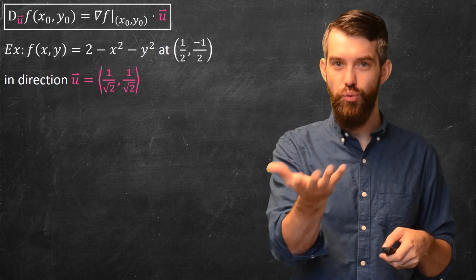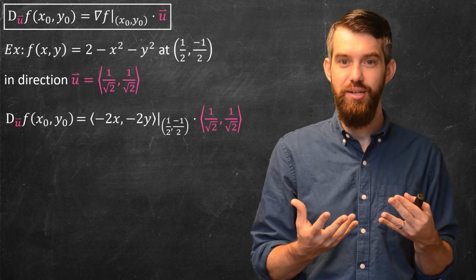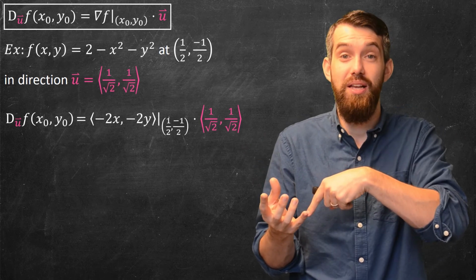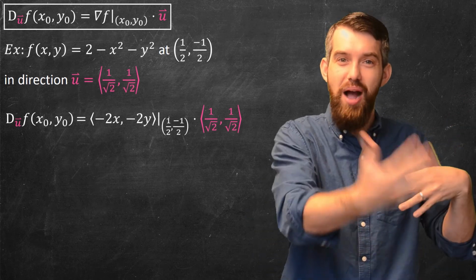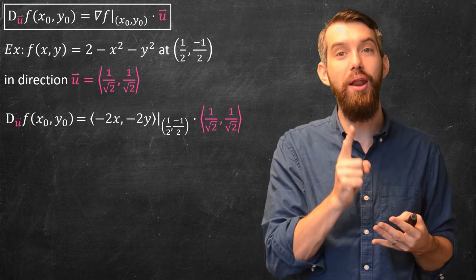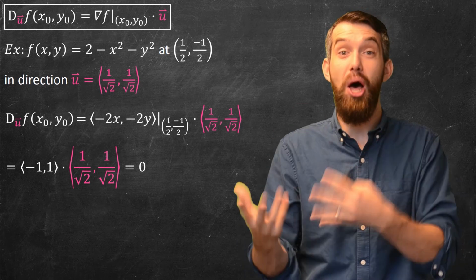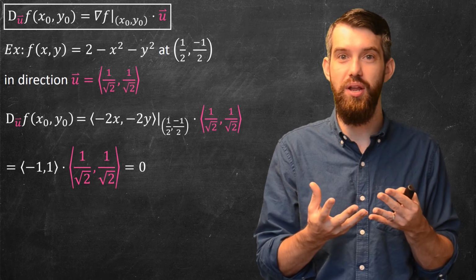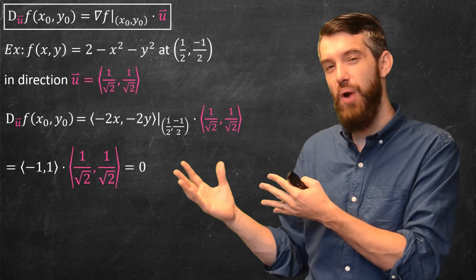The partial derivatives of this function I can do, and I can make the gradient vector to be the derivative of the first component, that's the minus 2x. That's the partial derivative with respect to x. And then the second component, the partial derivative with respect to y, is the minus 2y. And then I take this, I evaluate it at my given point, and I dot it with the direction vector. Okay, so next thing I can do is I can actually plug in my point, and I'm going to get minus 1, 1 for my gradient evaluated at this point. Dot it with the 1 over root 2, 1 over root 2, and that is nothing but 0.